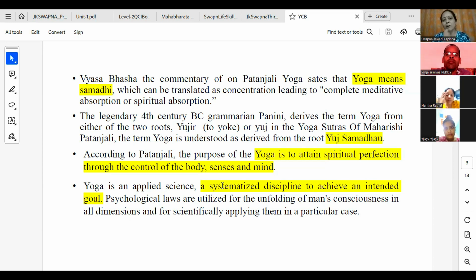Vyasa Maharshi, while commenting on the Patanjali Yoga Sutras, said that yoga means samadhi. These are simple questions you might get as multiple choice. Who defined yoga as samadhi?